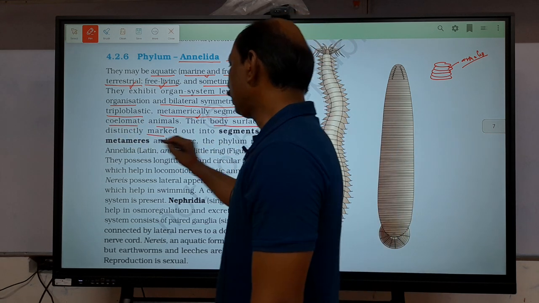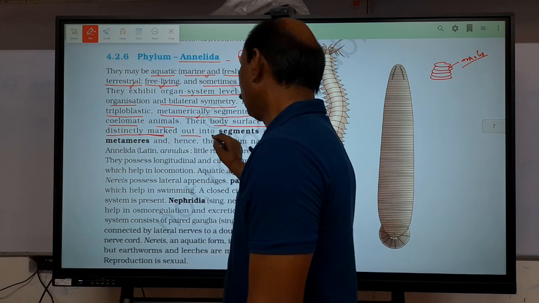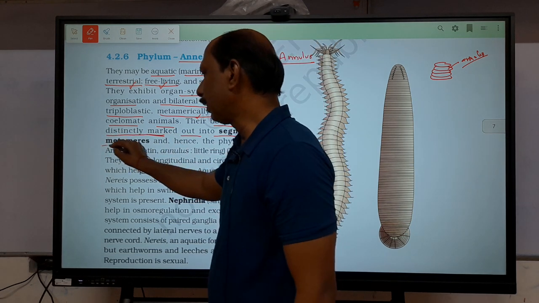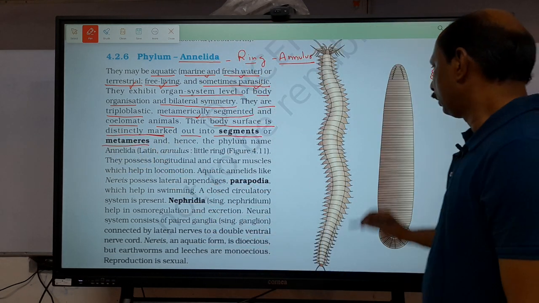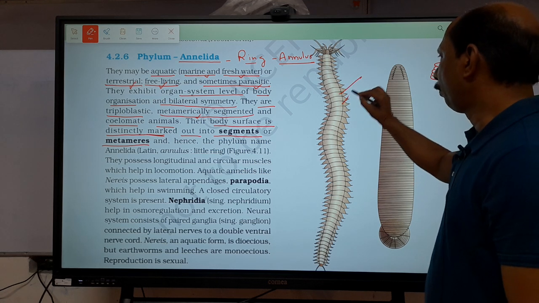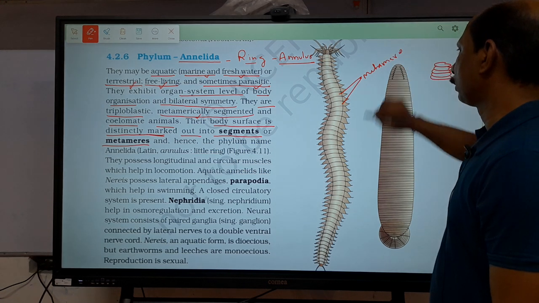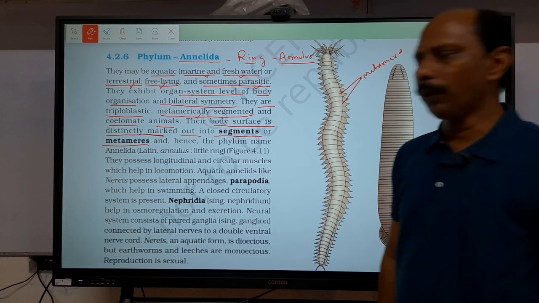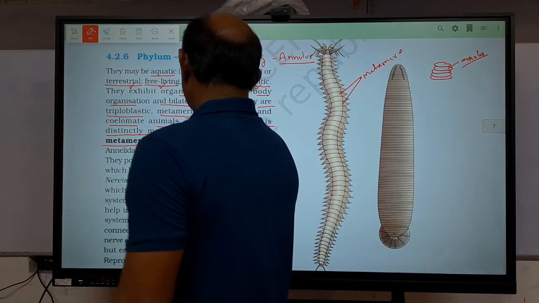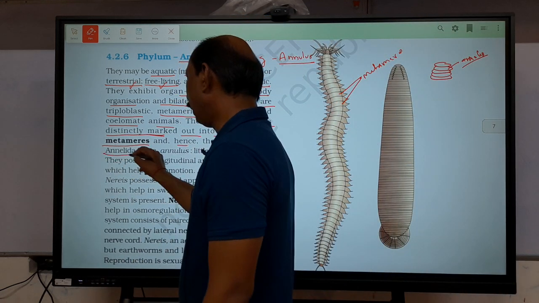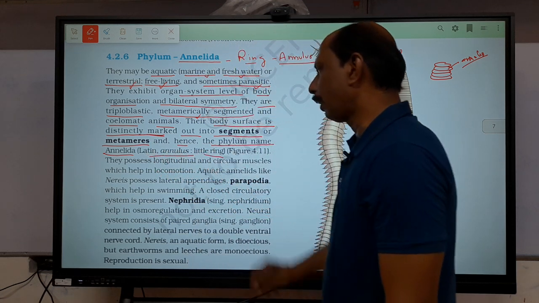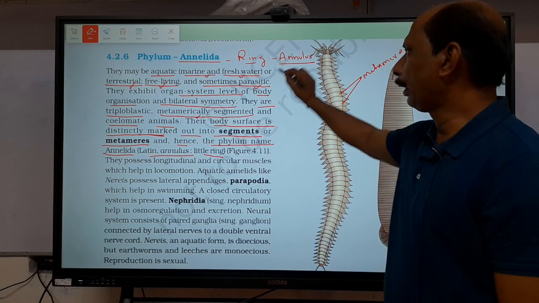Their body surface is distinctively marked out into segments, or these are called metameres. These ones are metameres. Metamere means what? Unit. Hence the phylum name is Annelida. In Latin it comes from annulus, that is called little ring, which I write here, annulus.